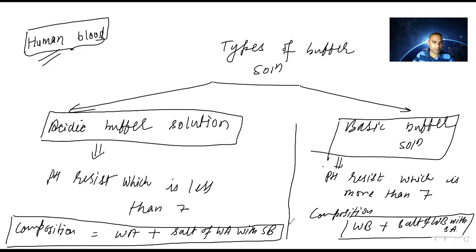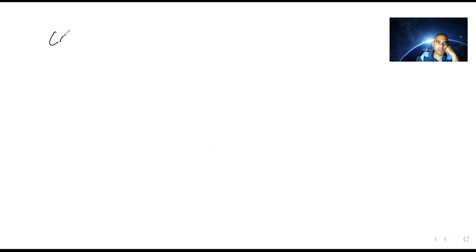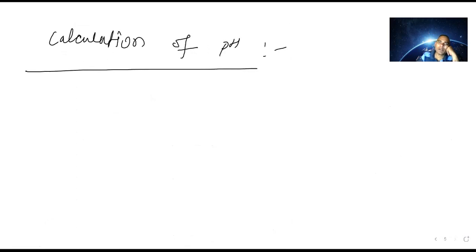Written. Okay, so the second portion we have to do is the calculation of pH. Here we are going to do the calculation of pH. How can you calculate it? Case one is for an acidic buffer. We are going to calculate for an acidic buffer.